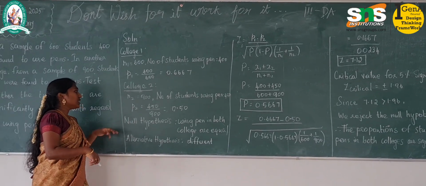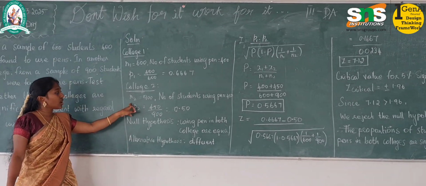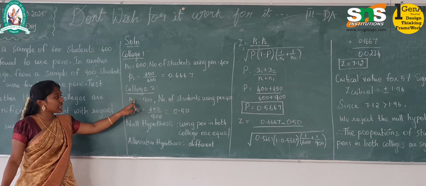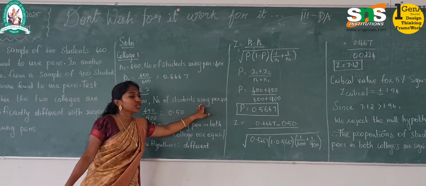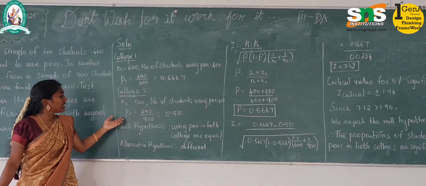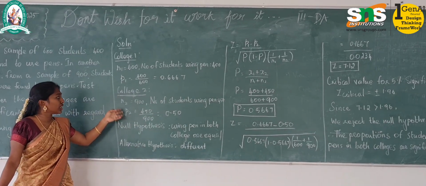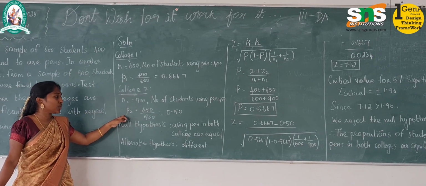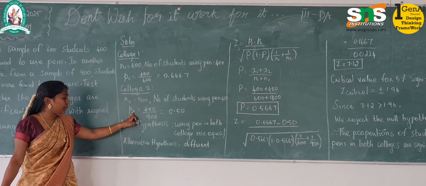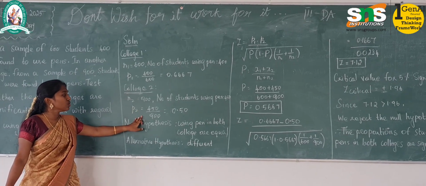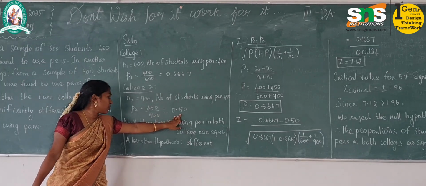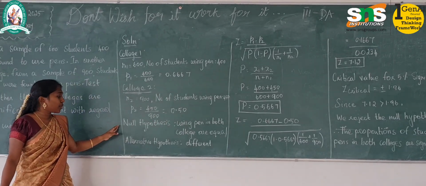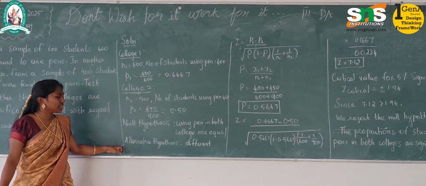For college 2, the given sample size is 900, so we denote N2 as equal to 900. Out of 900 students, 450 students are using pens. So we have to calculate the sample proportion for college 2, which we denote as P2. To calculate it, 450 divided by 900, we get an answer of 0.50.